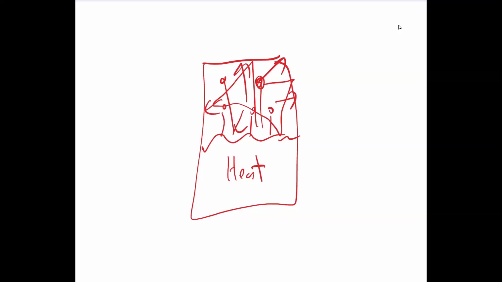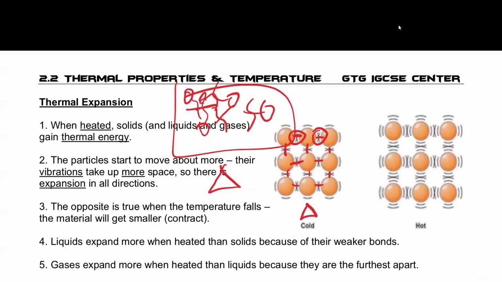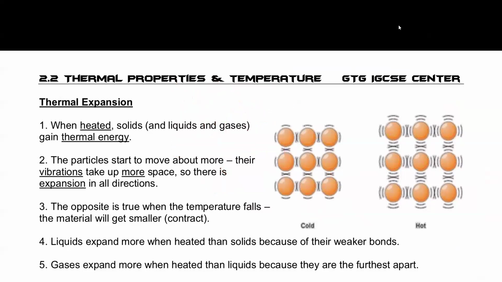Okay, so remember this in terms of expansion: solid will expand the least, and gas will expand the most, because the force of attraction for gas is the weakest. Okay, remember this, this is important. Building your basic needs. Okay, so if you look here, very straightforward.